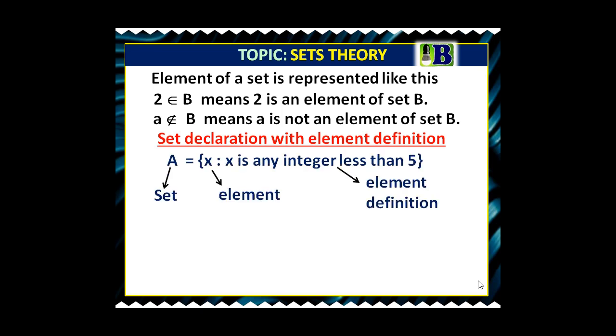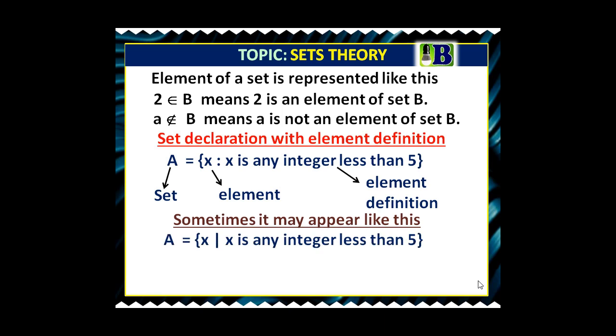So we have what is called the set declaration. This is the normal way we declare a set. Set A is equal to {x : x is an integer less than 5}. The first one is the set A, while the x there is talking about the element of the set A. Then if you move to the right of the colon, you discover that this is the definition of the set. Anything you have there is talking about the definition of the set.